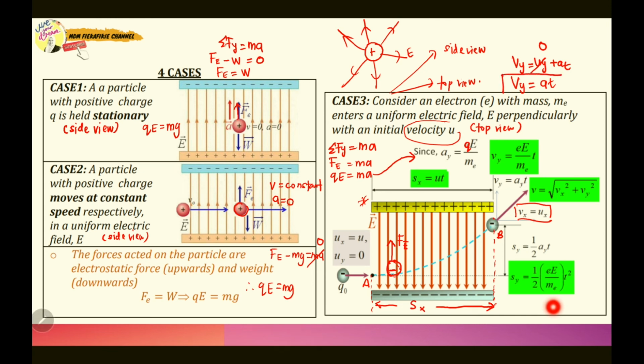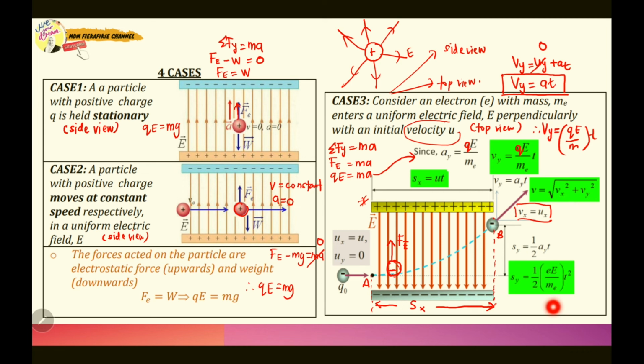So now when A is equal to QE over M, we substitute in this equation Vy. We already got Vy is equal to At, therefore Vy is equal to QE over M times T. And in order to calculate the final velocity at point B here, we have the equation of the resultant velocity, equal to square root of Vx squared plus Vy squared.